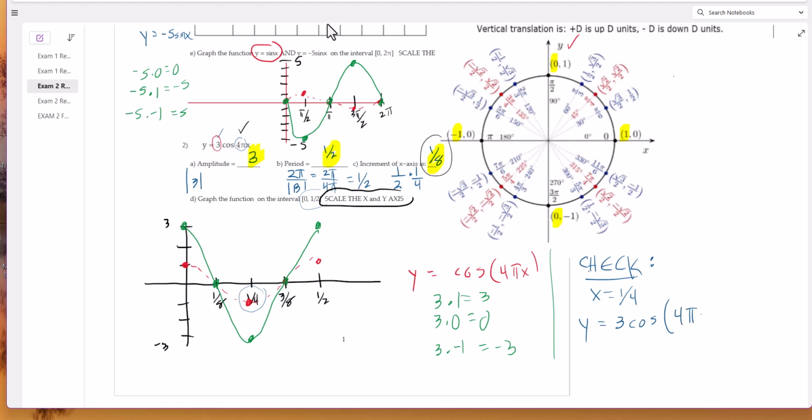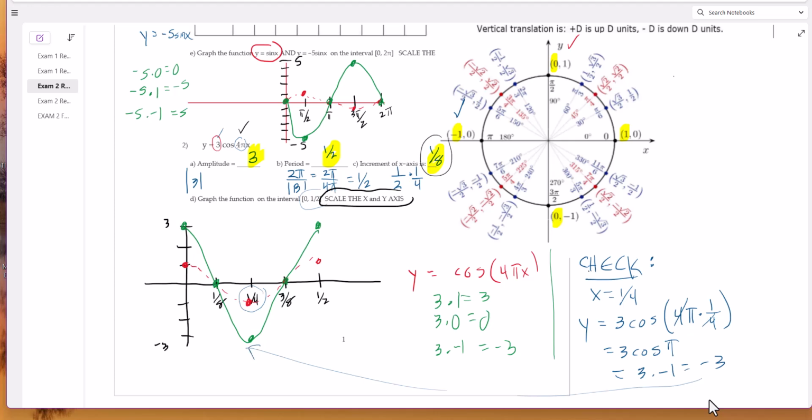Okay, that'll cross that out. That's going to give us 3 cosine of pi. And then if you look at pi, the cosine of pi, see, is -1. So 3 times -1 is -3. And notice that that matches that y value right there.